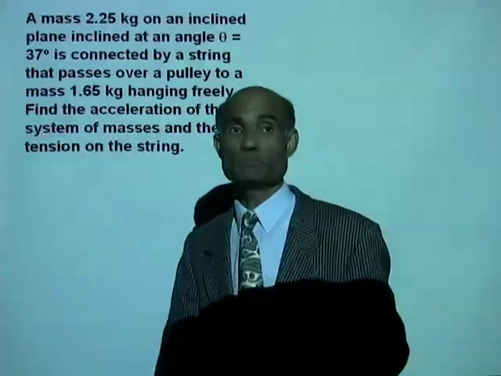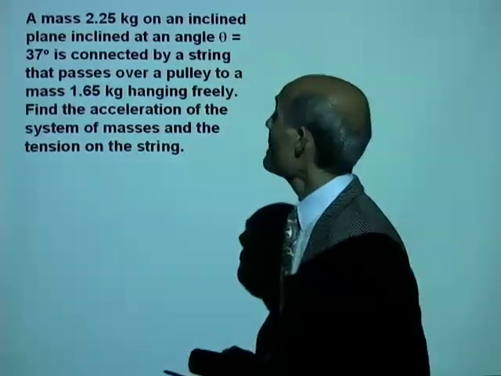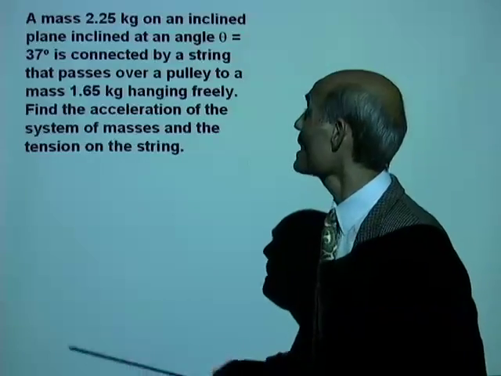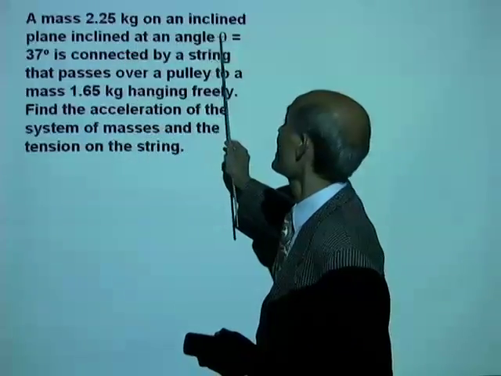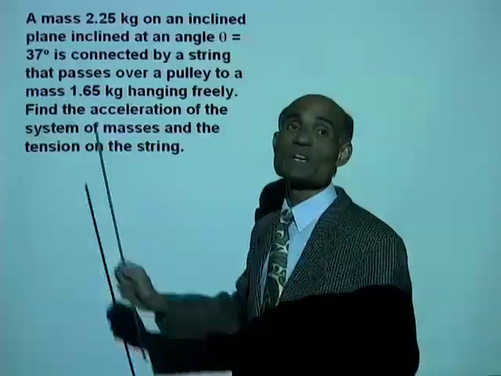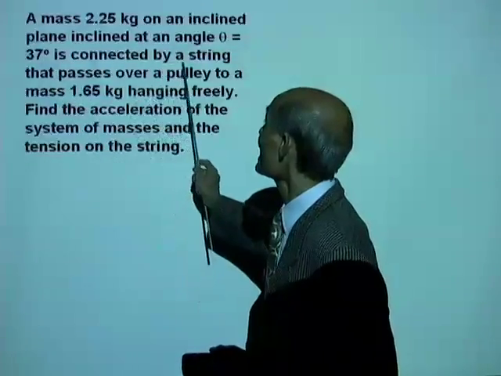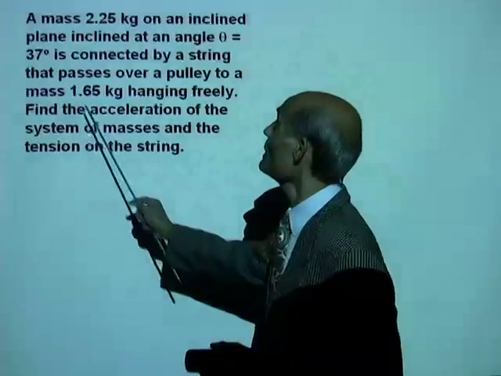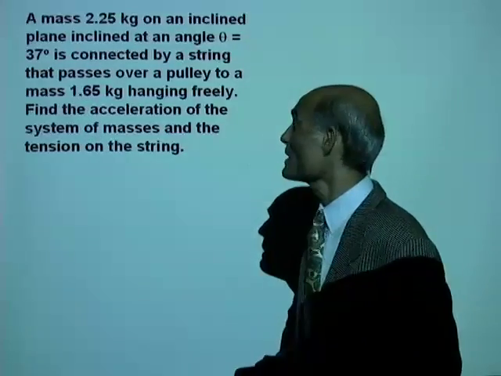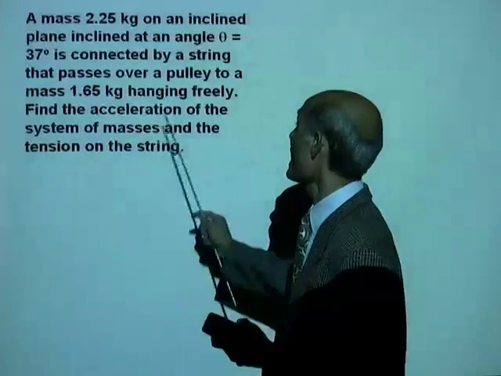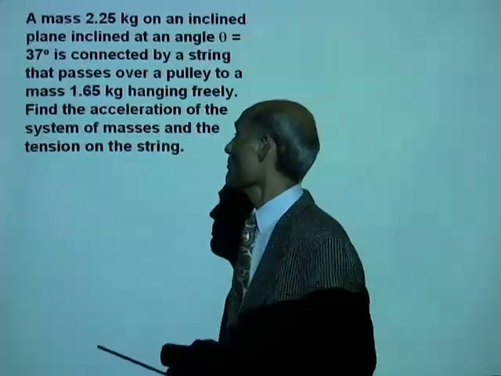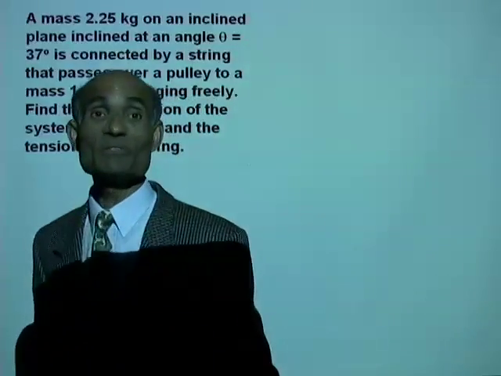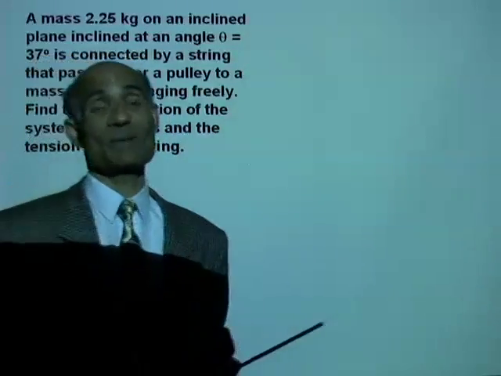Alright, let's do another one. A mass 2.25 kilogram on an inclined plane, inclined at an angle theta equal to 37 degrees, is connected by a string that passes over a pulley to a mass of 1.65 kilogram hanging freely. Find the acceleration of the system of masses and the tension on the string.